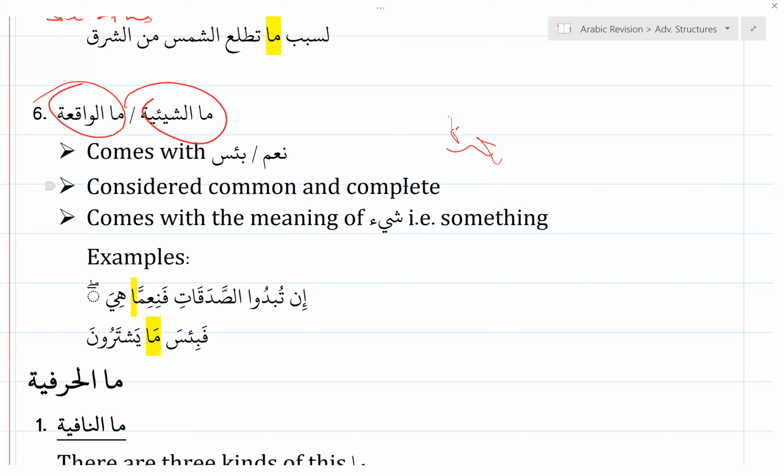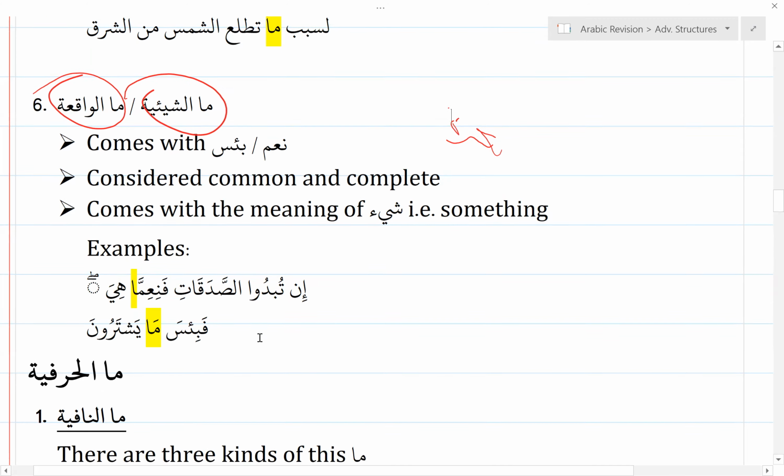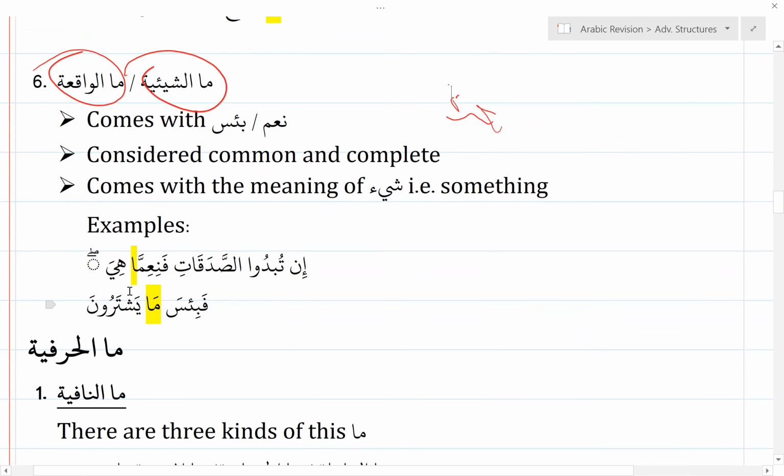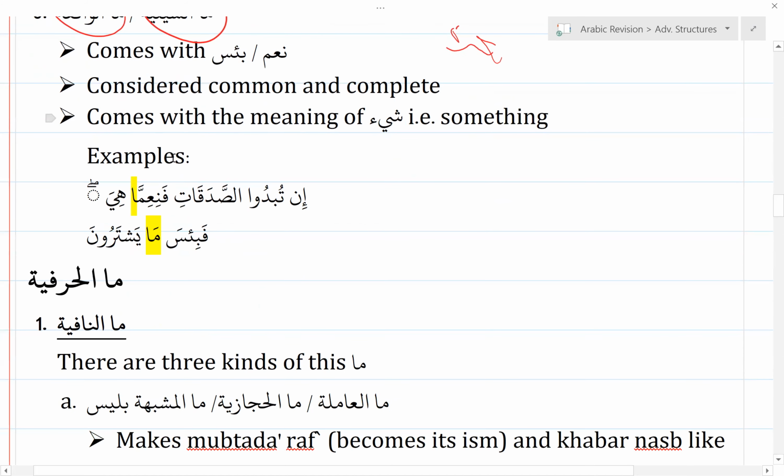It doesn't have any other meaning. For example, in the Quran it says, إن تبدوا الصدقات فنعم ما هي. So this ما here, which comes with نعمة, is considered ما الشيئية ما الواقع. So just remember it comes with نعمة and بئس. It's pretty straightforward like that. When you see نعمة and after it there's a ما, it's going to be this ما. Okay, it's nakira and it's common, and it's complete. For example, فبئس ما يشترون. Any questions?